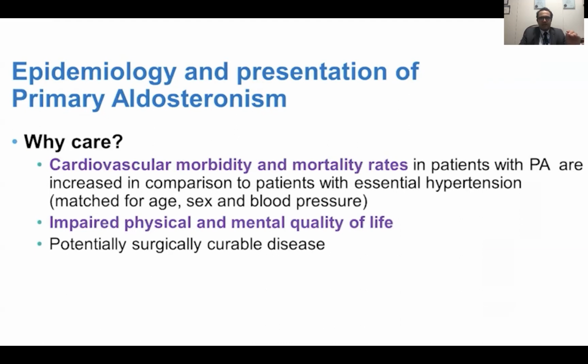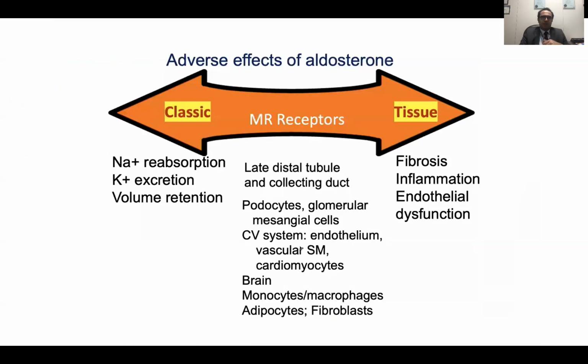We care because it acts on extra-renal mineralocorticoid receptors all over the body, and it especially carries cardiovascular morbidity and mortality. These receptors are not only in the kidneys, the late distal tubule and collecting duct, where they cause sodium reabsorption, potassium excretion and volume retention, but they are also present in the glomerular mesangial cells, the CV system, endothelium, vascular smooth muscle, cardiomyocytes, and also in macrophages, adipocytes and fibroblasts. That results in fibrosis, inflammation and endothelial dysfunction. So this leads to remodeling in the cardiovascular system.